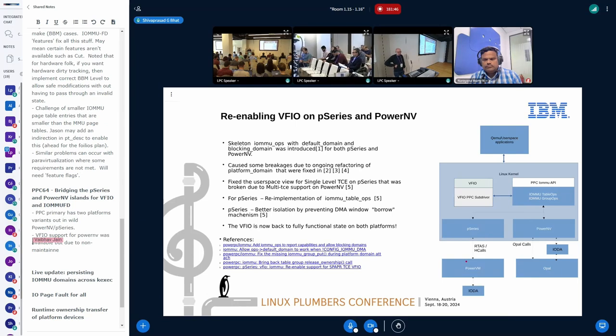So we had to re-implement the table group ops on pSeries, which we did. With that, both the platforms are now in sync when it comes to the way the table group ops and IOMMU APIs are expected to work. With this, the state is that VFIO works on both the platforms. Moving forward, the next slide, please.